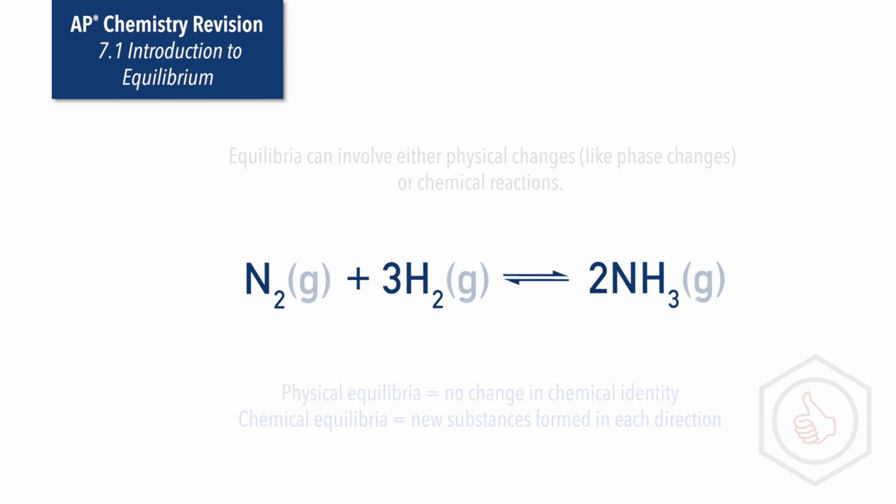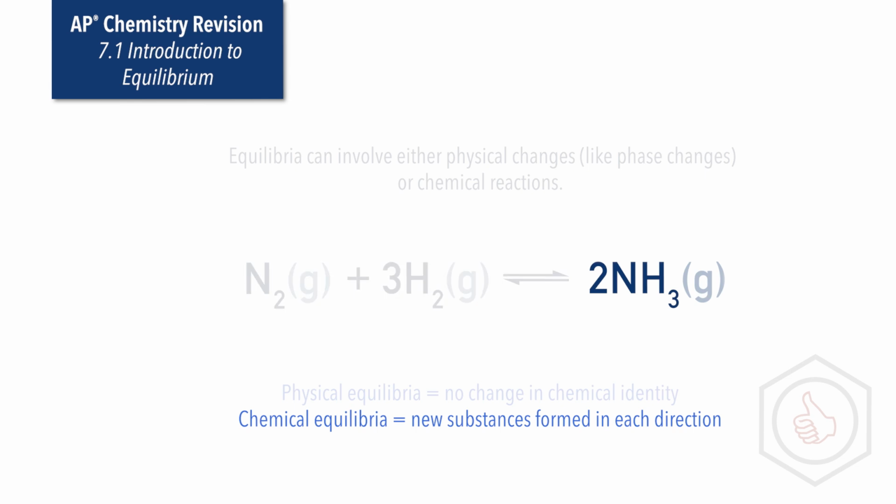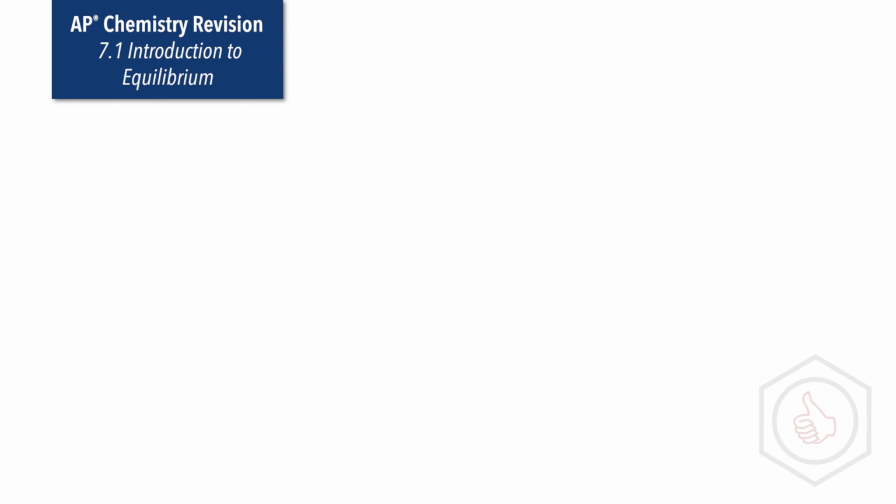The Haber process would be an example of chemical equilibrium. Nitrogen can react with hydrogen to form ammonia, and ammonia can then re-react to form nitrogen and hydrogen. If the rate of ammonia production is the same as the rate of nitrogen and hydrogen production, then the system would be at equilibrium. This would be an example of chemical equilibrium because new species are being formed in each direction. Graphs can be used to show how chemical systems change over time as it approaches equilibrium.